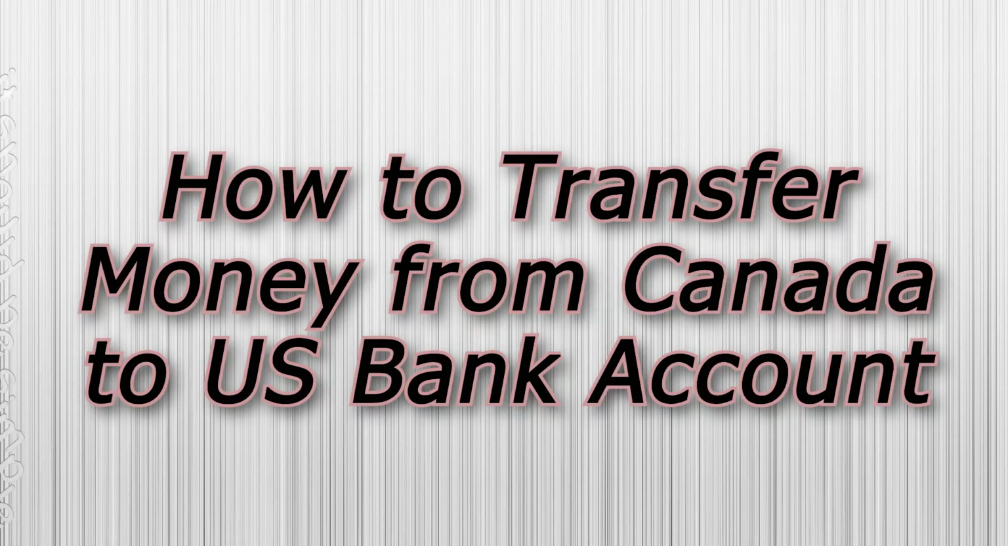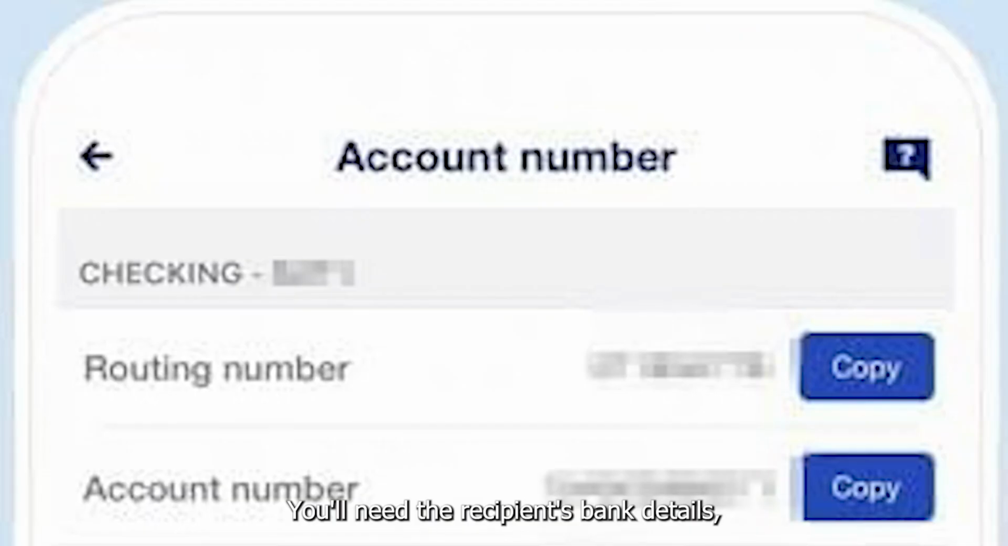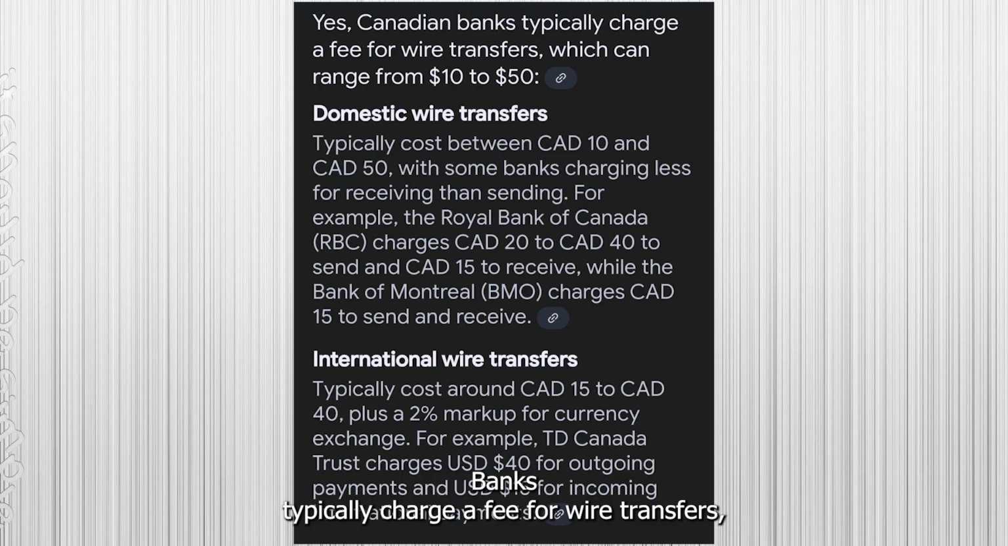How to transfer money from Canada to a U.S. bank account. For wire transfer, visit your bank to initiate a wire transfer. You'll need the recipient's bank details, including their account number and the bank's routing number. Banks typically charge a fee for wire transfers, which can range from $10 to $50.